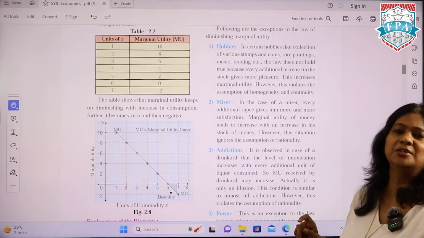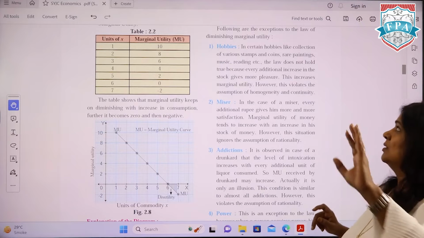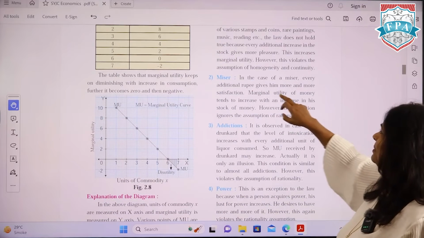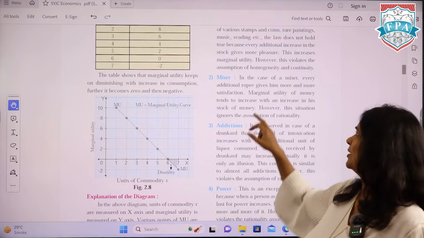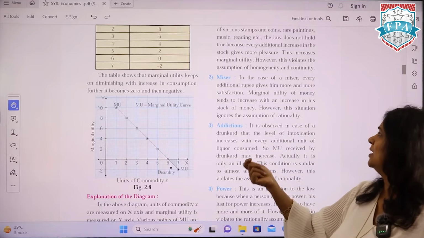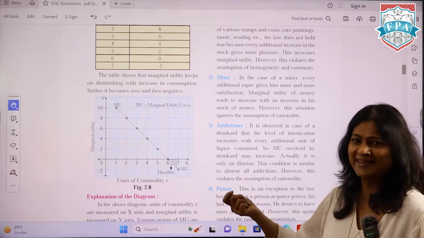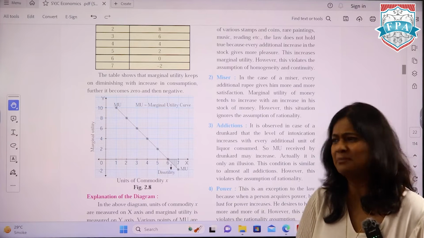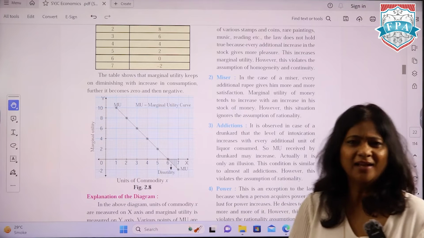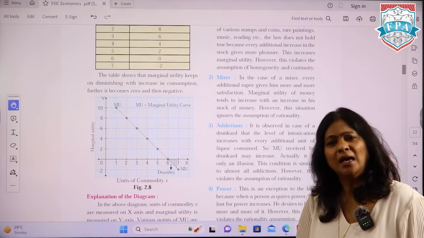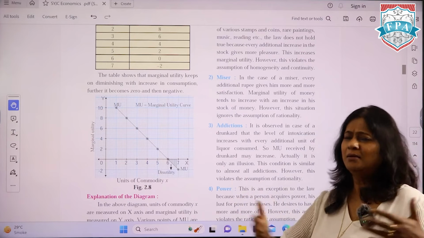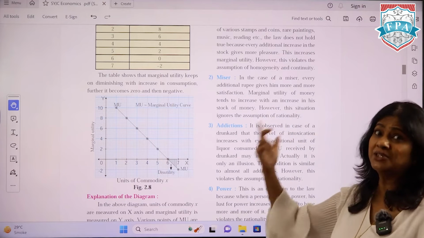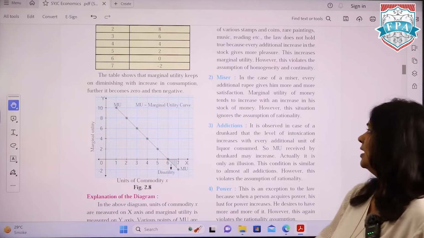So the rule of marginal utility does not apply to things which are your hobby. Or if you are a miser, according to them, in the case of a miser every additional rupee gives him more and more satisfaction. It's like, less money doesn't feel good, more and more of money. But I think this is a general rule that money never feels bad to anyone. 100,000, 1 lakh, 1 million, more of money, happier I am. So it's not only about misers, but anyways, your text writes about miser, you write it as well.